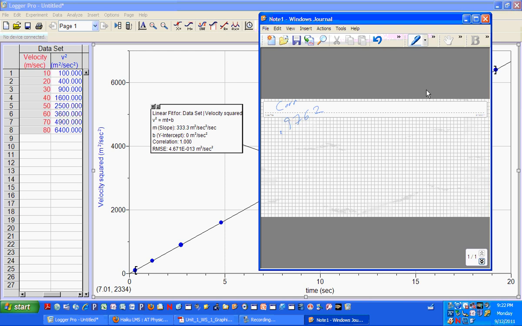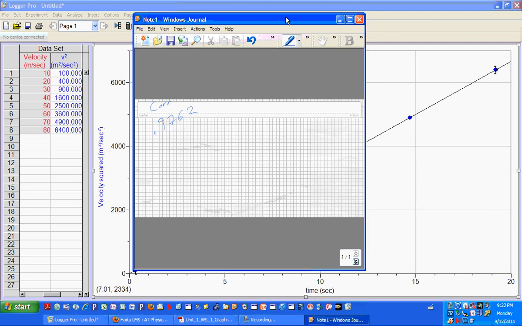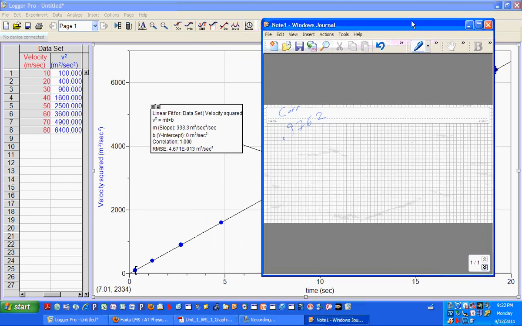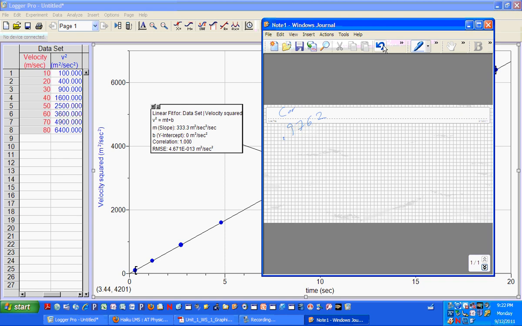Go ahead and write this down here. So my correlation was 0.9762 for the last one, for that first graph. This is clearly better. 1, that's really what I'm looking for. So I'm going to get rid of that, and I'm going to go ahead and write down the equation for my line.